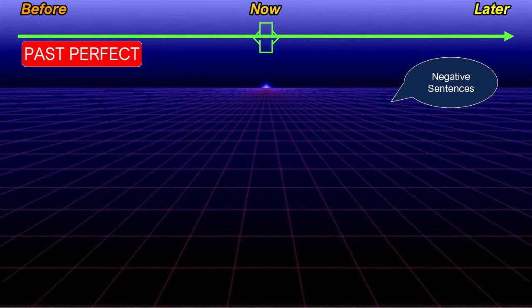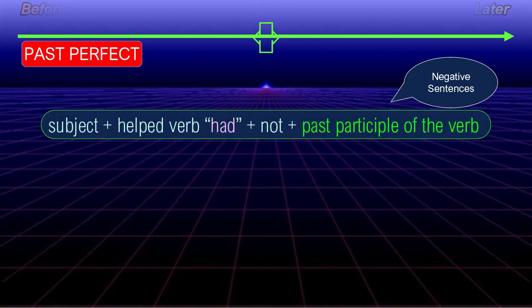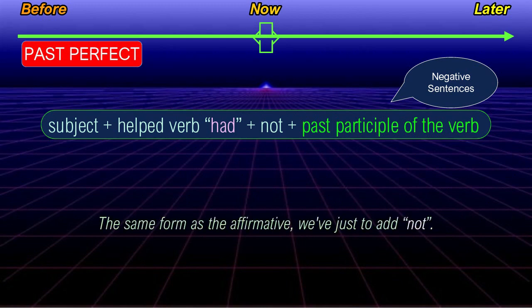The structure of the past perfect in negative form is subject plus helped verb had plus not plus past participle of the verb. The same form as the affirmative, we have just to add not.